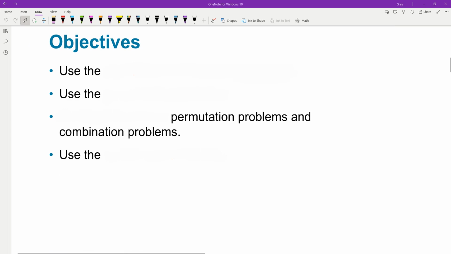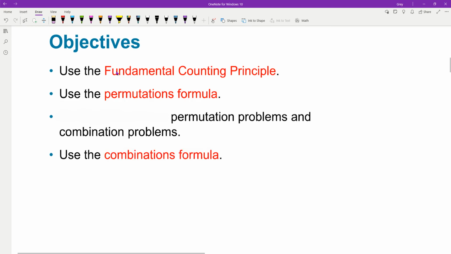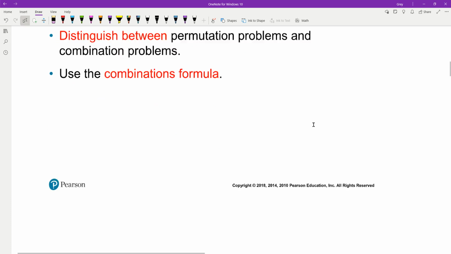So, in this video, we are going to cover using the fundamental counting principle. We're going to use the combinations and permutations formula. Sorry, my pen's not working. Fundamental counting principle, combinations and permutations, and then we're going to make sure we can distinguish between permutations and combinations.